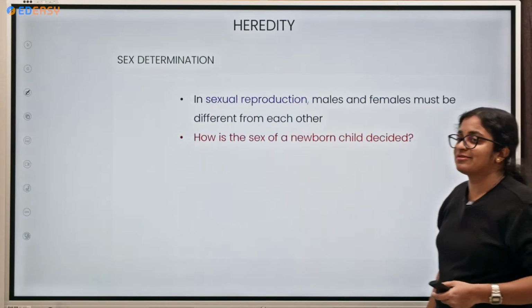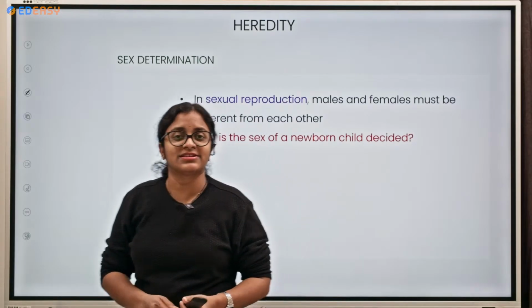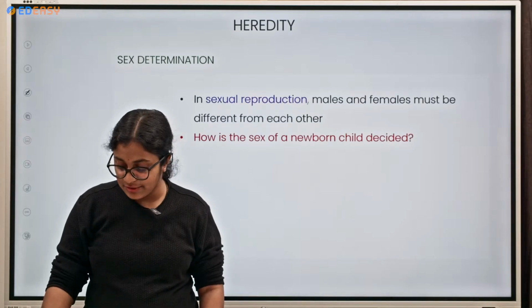Now, coming to sex determination. Okay, so before we move on to the sex determination concept, let me check if there are any questions, and if any, I shall try to explain.